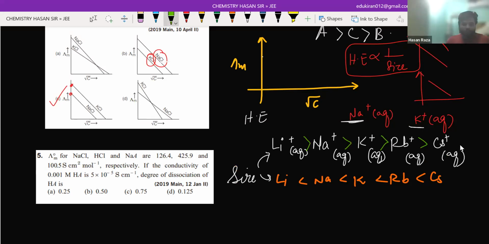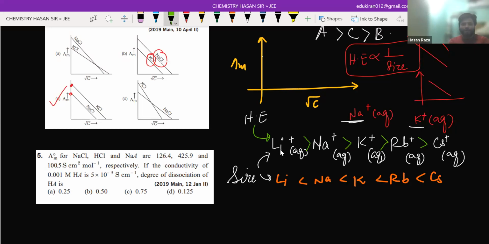Why is it so? Because this is the size, and it is also the order of hydration enthalpy. A smaller size is surrounded by more water, so hydration enthalpy increases. And you know what happens? The water molecules will have force of attraction. Basically, lithium will be stretched with water, and it will be the largest one among these alkali metals. Are you getting my point, Shahid?